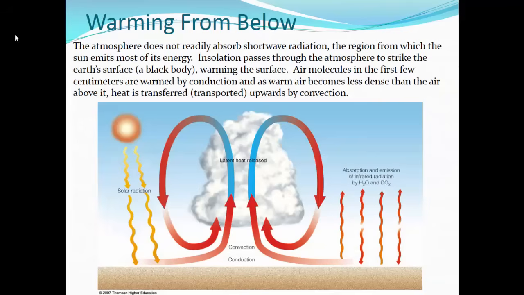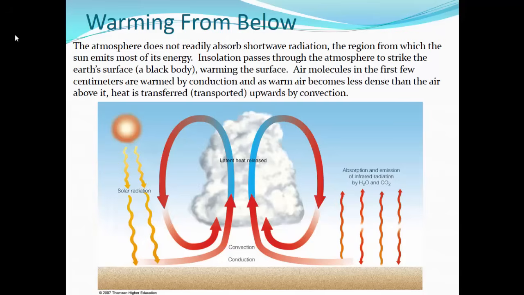Warming from below. The Earth's atmosphere is warmed from below. The atmosphere does not readily absorb shortwave radiation. The atmosphere is a window to the shortwave radiation of the sun, the incoming solar radiation, the insolation. Insolation passes through the atmosphere to strike the Earth's surface, warming the surface. So the sun's incoming solar radiation, insolation, passes through the atmosphere, strikes the Earth, and the Earth warms up.